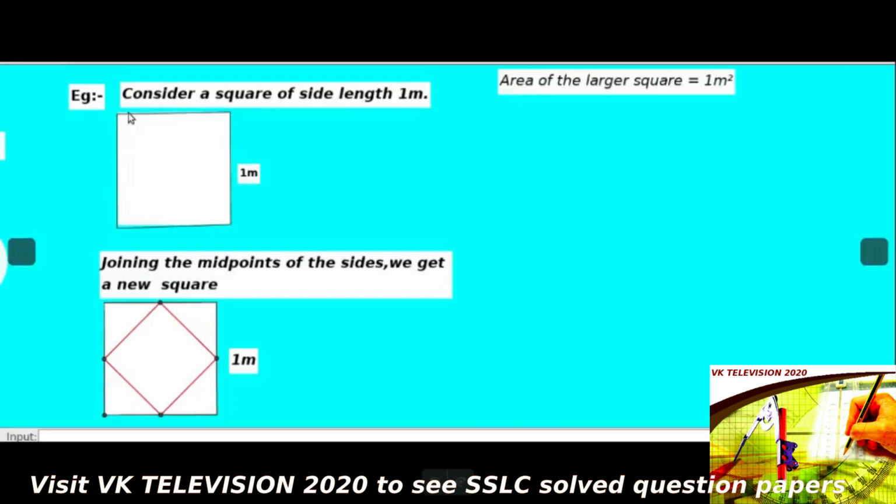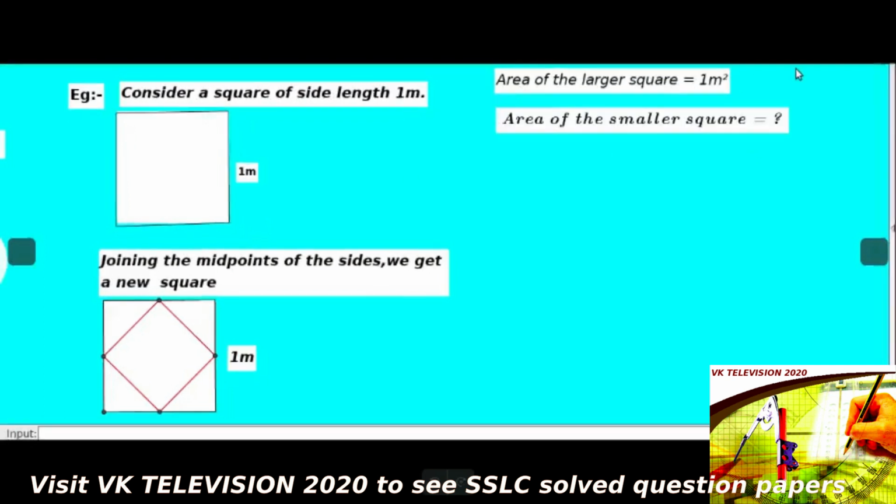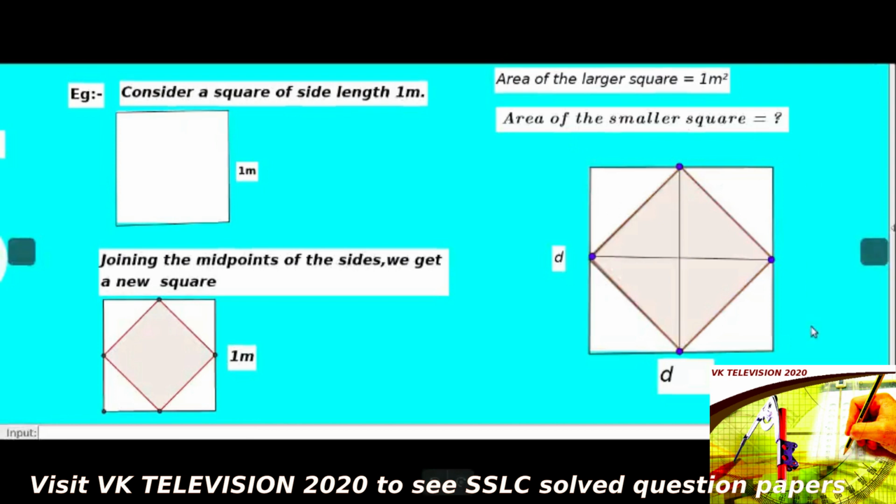We are taking area of the larger square is equal to 1 meter square. Then what will be the area of the smaller square? We have to find out the area of the smaller square. Okay, we first draw a square having side length d.